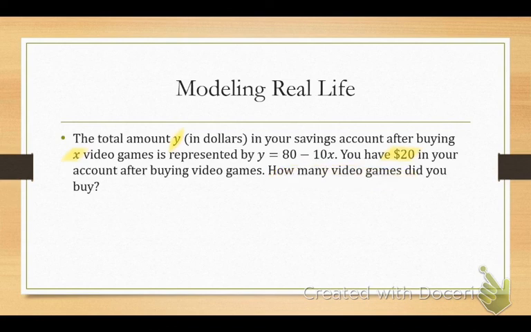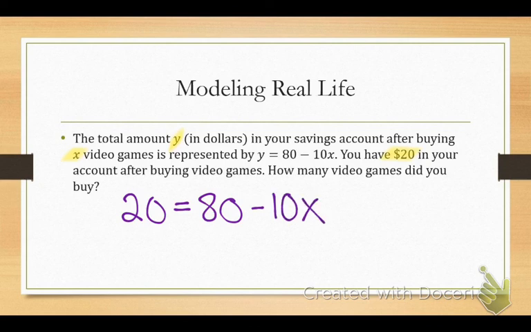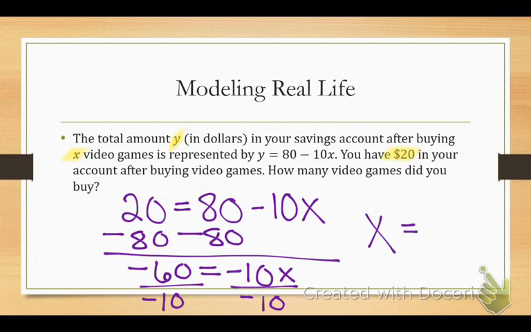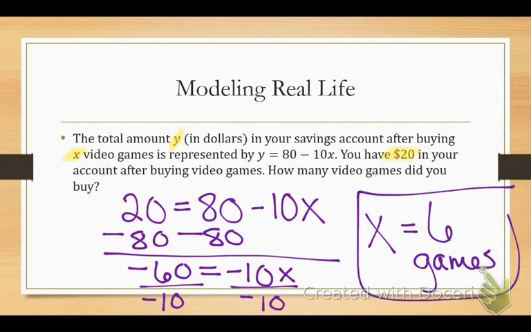All right, so what I'm going to do is plug in 20 for y in y equals 80 minus 10x. Okay, so now I need to just solve the two-step equation. Subtract 80 from both sides. It's going to look a little questionable here at first. Negative 60 equals negative 10x. What do I divide both sides by? Negative 10. Okay, and a negative divided by negative is positive, so x equals positive 6 games. That's how many games I bought. Okay, and if I were to plug this back into the formula, 80 minus 10 times 6 would be 80 minus 60, which gives me $20 left over.